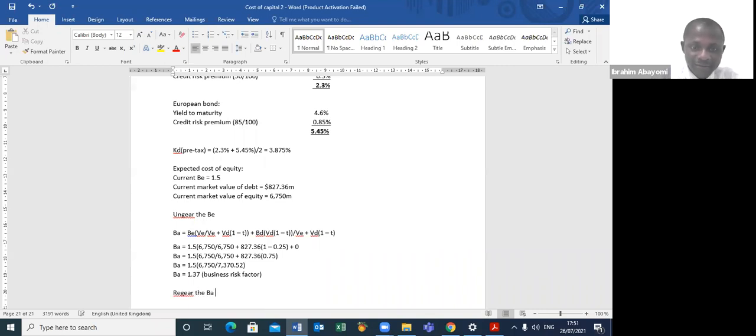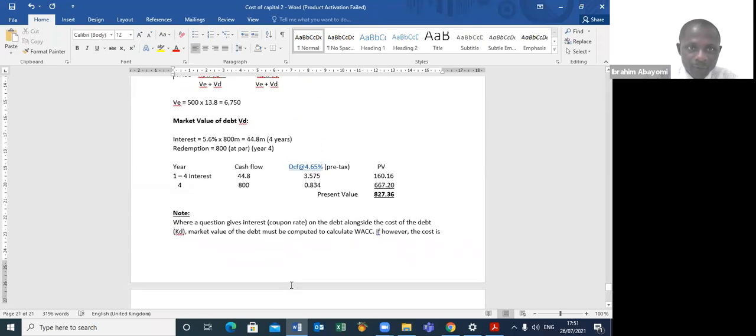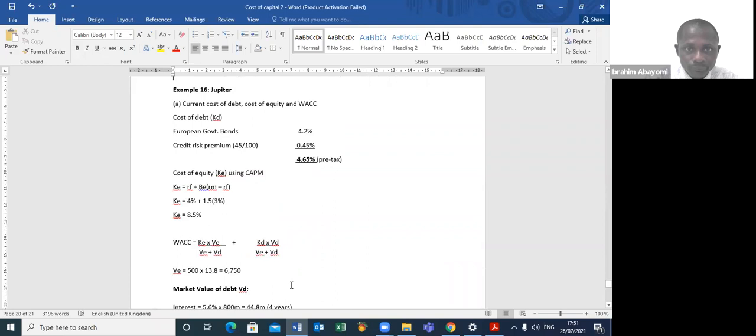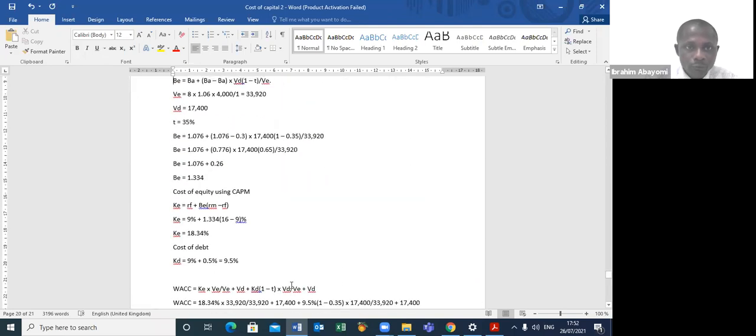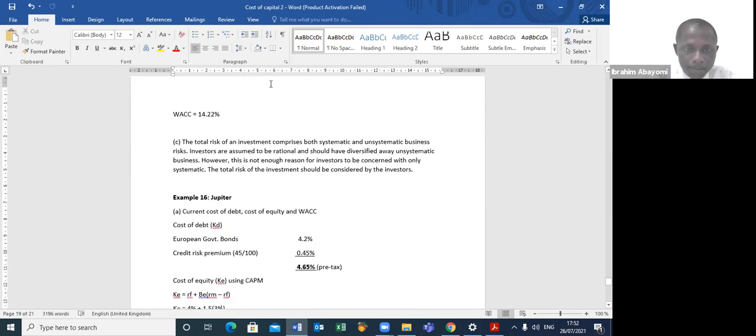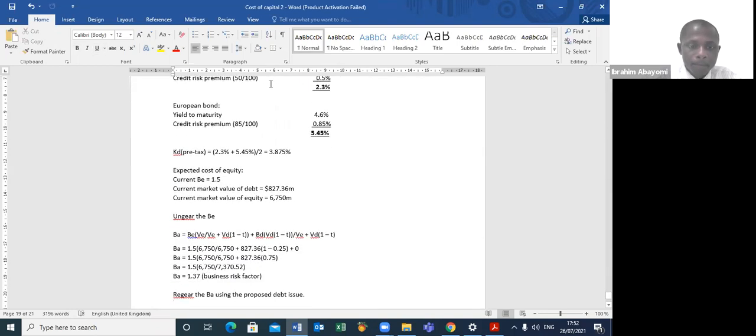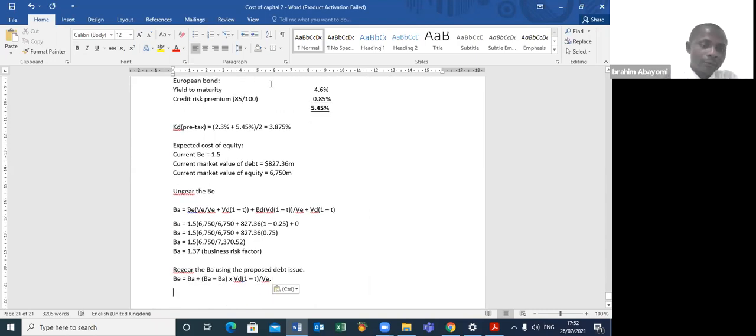Regear the beta of assets using the proposed debt issue. Now, what's the formula? Let me go and bring the formula before I explain this. Let me go and bring down the formula. If I want to regear, okay, this is the formula we want to use. We want to get the formula.